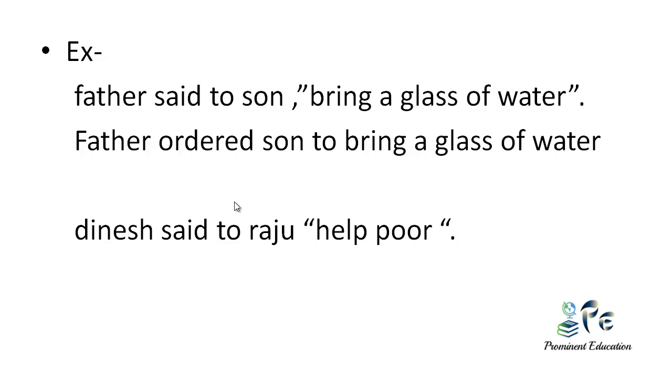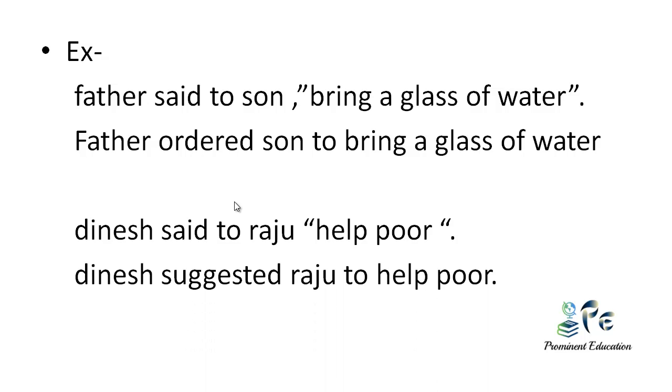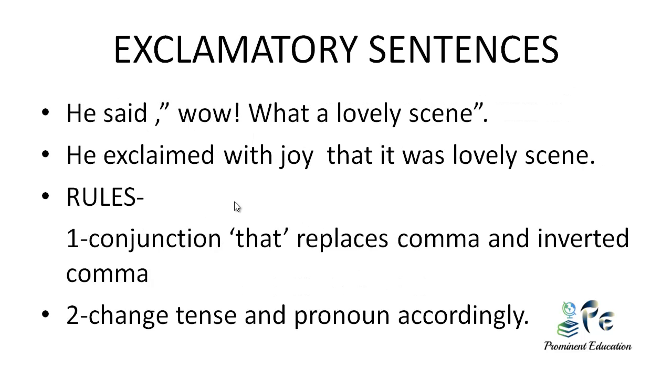Next sentence is, Dinesh said to Raju, "Help the poor." This is changed into "Dinesh suggested Raju to help the poor." Now Dinesh and Raju are friends, so Dinesh cannot order Raju something, he can only suggest to Raju. That's why we are using "Dinesh suggested Raju to help the poor."